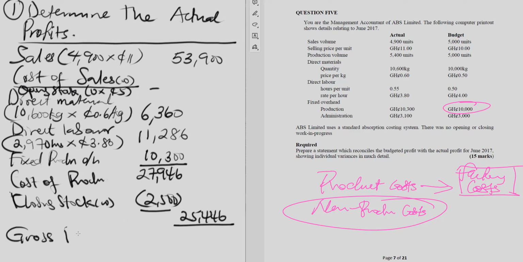Okay, so now we can get our gross profit. Because you are doing absorption costing, this is straightforward. We have our cost of sales and the sales, so we deduct the cost of sales from the sales, this from 53,900, and it gives us a gross profit of 28,454. But here lies the case: there are administrative expenses, fixed admin expenses, which are non-production costs, right?